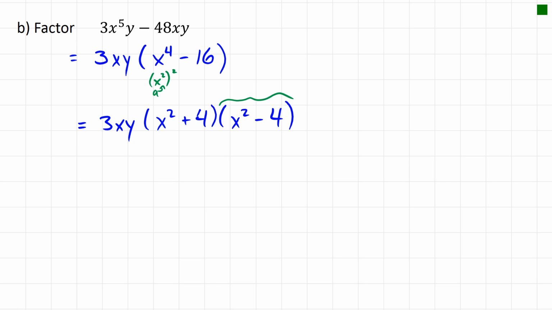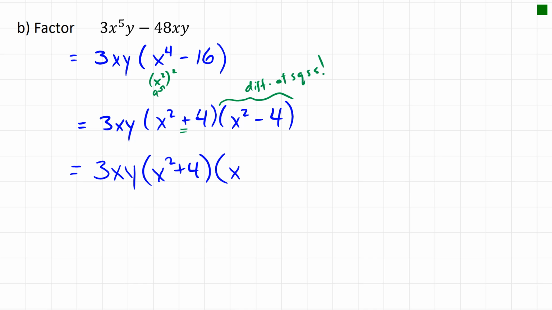this binomial is also a difference of squares. So we're not done just yet. We have to factor this completely. So I have 3xy. X squared plus 4 cannot be factored because of this plus. It is not a difference of squares, so I can't factor it. But I can factor the second bracket, x squared minus 4, as a difference of squares into x plus 2 times x minus 2.